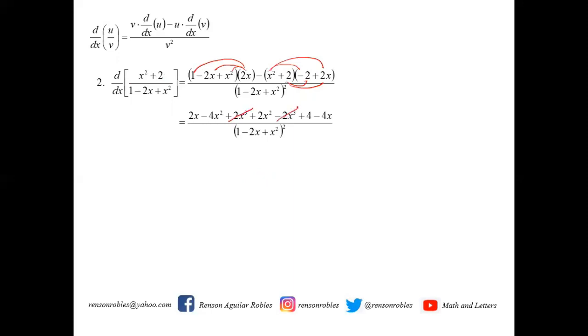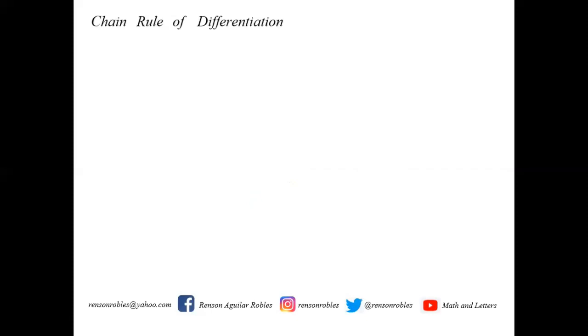This will become 0. And then the only thing left to do is to combine negative 4x squared and 2x squared. So that will become negative 2x squared. Then 2x and negative 4x is negative 2x. And then plus 4. And then you copy the denominator. So finally we shall have negative 2x squared minus 2x plus 4 all over the quantity 1 minus 2x plus x squared to the second power.